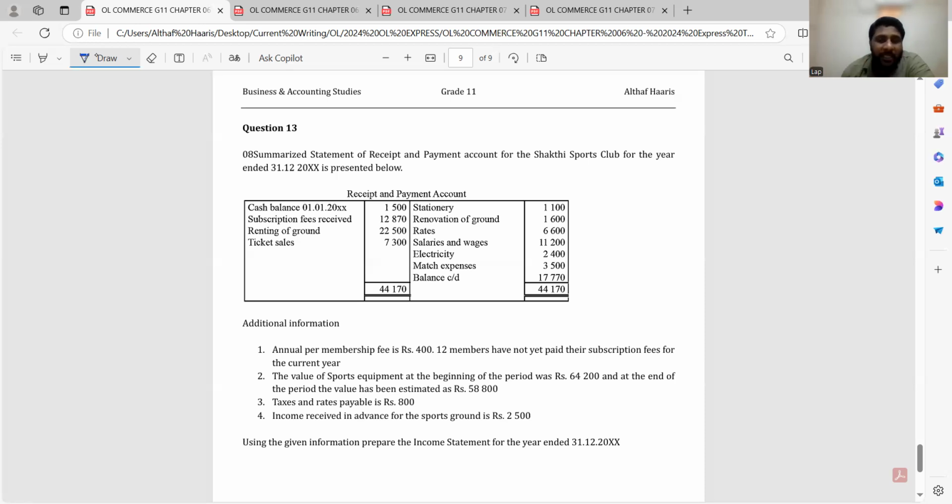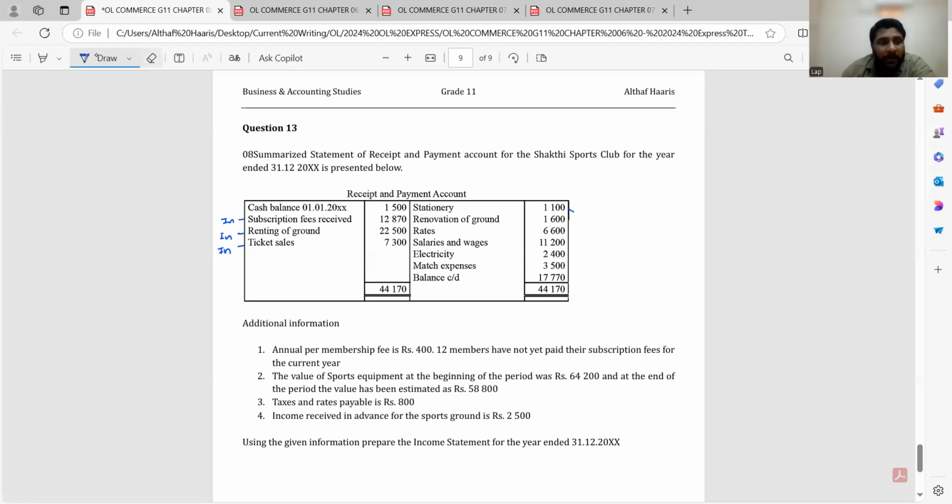So here also we'll do the same. They have given the cash receipt and payment account. So first thing that you have to do, identify the income and expenses, then record it. After that, whatever the adjustments that you have, you can do it afterwards. Subscription is something connected with the income. Let's see, can we use this one or not? Because to find the subscription, we learn two methods. Rent in the ground, that means you have given the ground for rent to someone. Income. Ticket sales is connected with income.